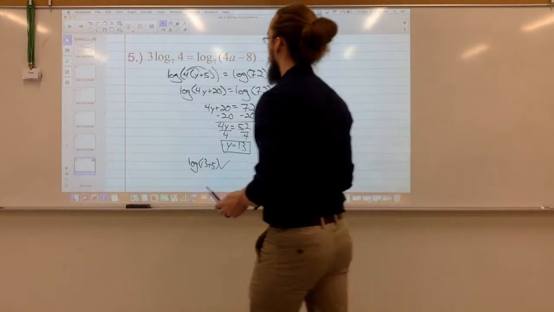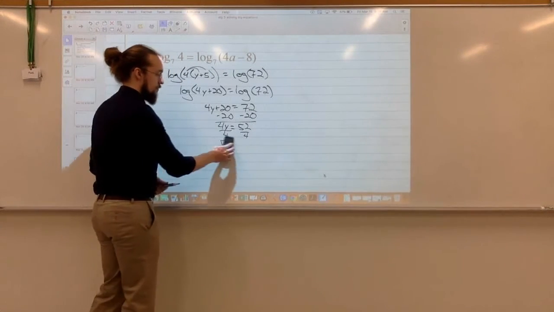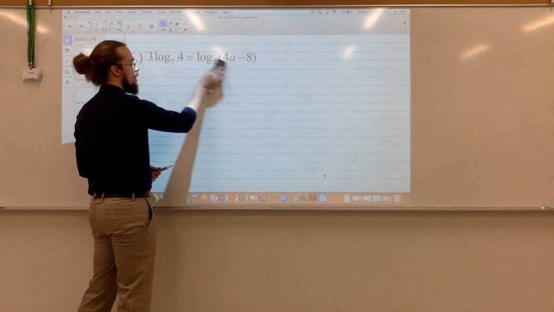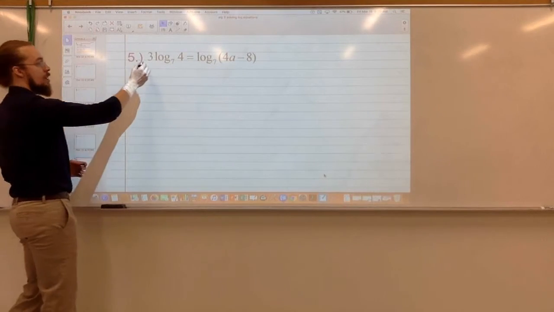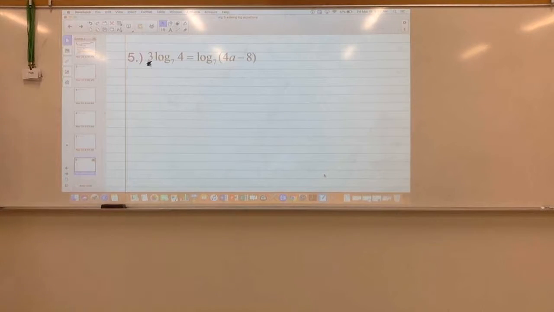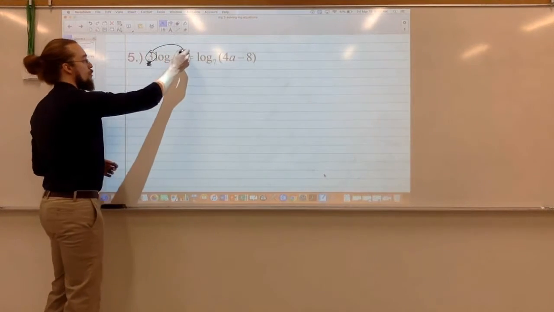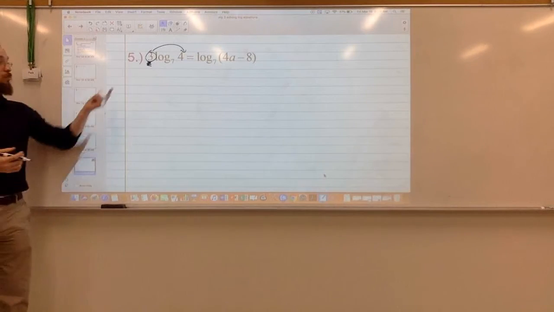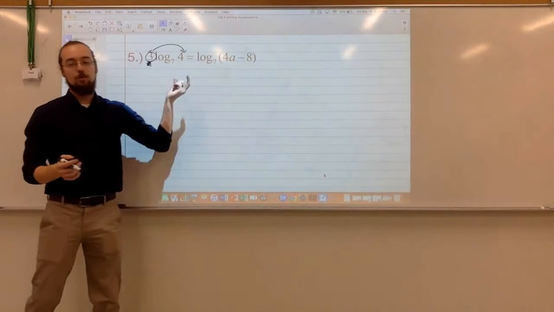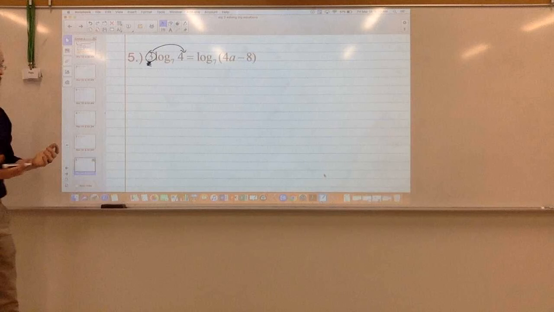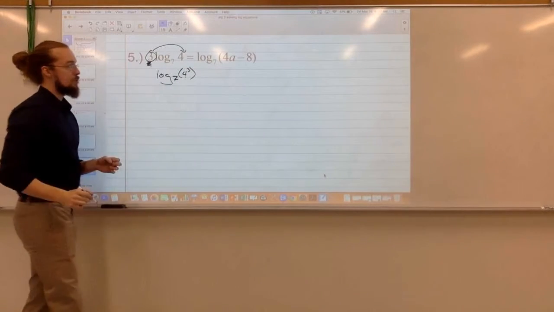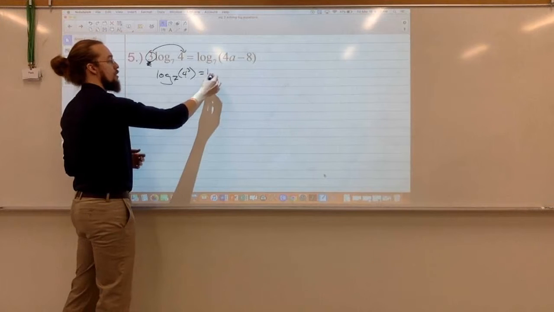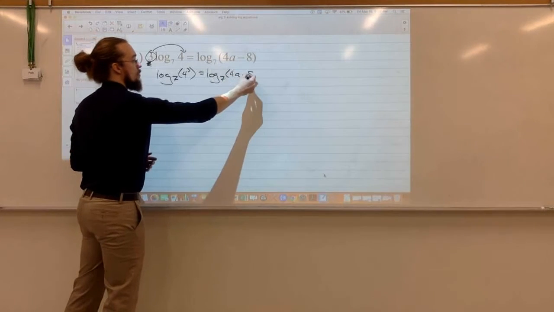All right, let's do number 5 together here as well. On this one, we kind of have 1 log equal to 1 log, but I've got a number out in front. I've got a coefficient on this first one. Whenever we have a coefficient, we can move that up as an exponent. To use the one-to-one property, saying 1 log equals 1 log, we can't have coefficients either. We need to use our power property and move this up as an exponent. So I can say this is the same as log base 7 of 4 to the 3rd power. And then I didn't do anything to the right side, so that's still log base 7 of 4a minus 8.